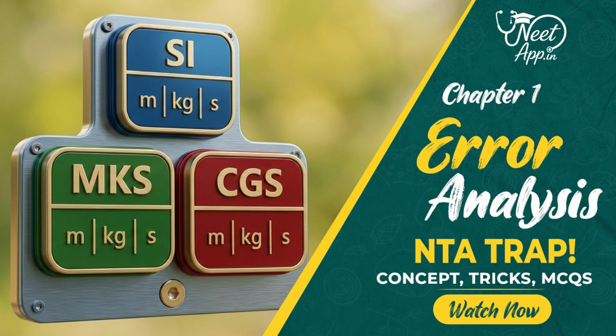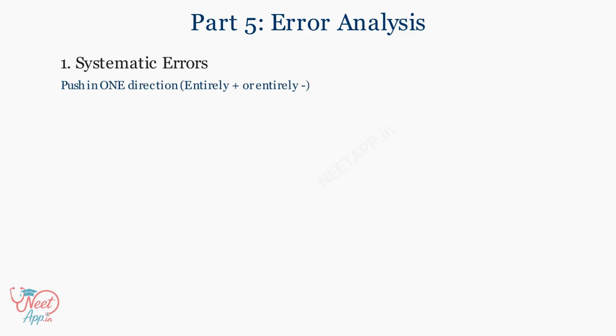Welcome to part 5, Error Analysis. This is without a doubt the most heavily tested section of chapter 1. Let's lock down these NCERT rules. First, let's classify errors. Systematic errors always push in one direction, either entirely positive or entirely negative.